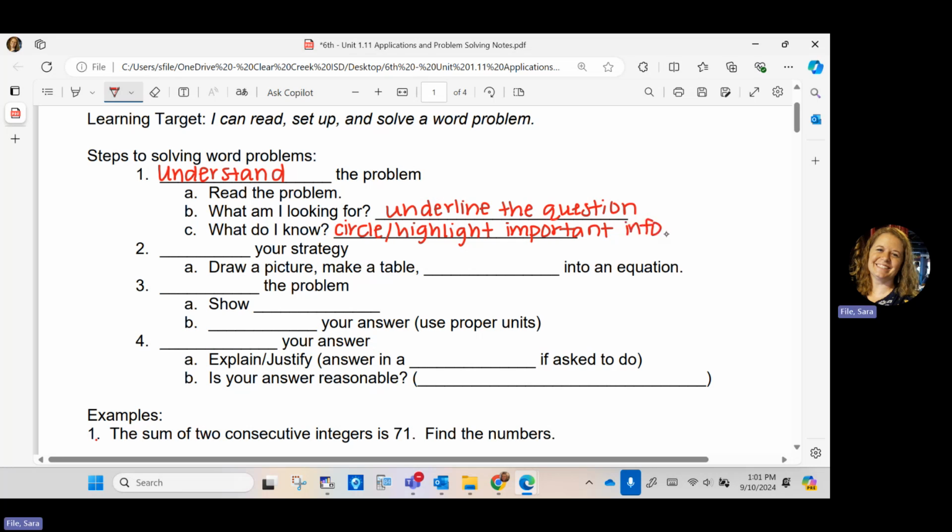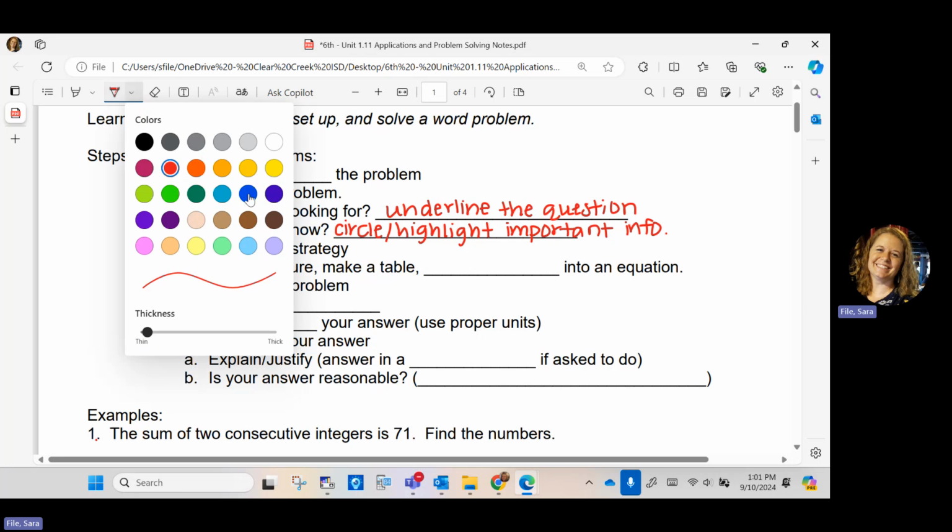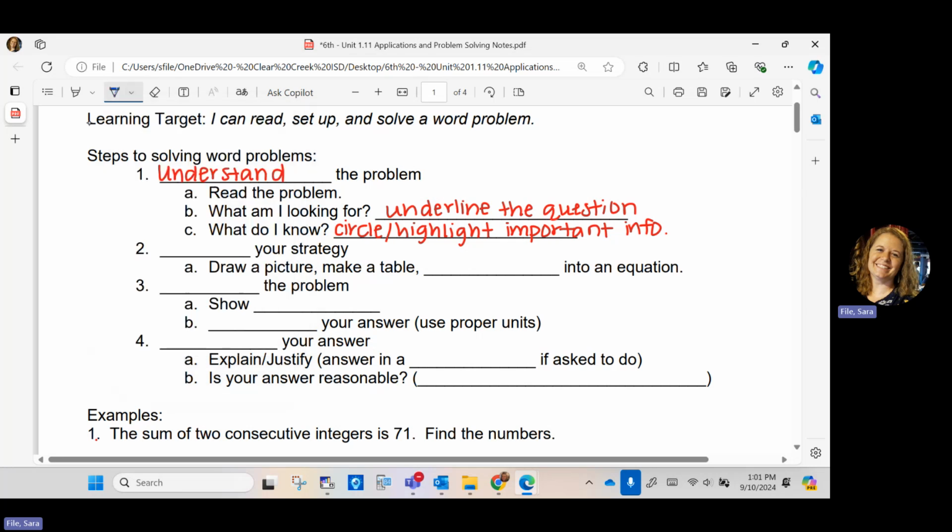Okay, so once we understand the problem, we know what they've told us and what they want us to find. Now it's time to plan a strategy. Okay, so in planning a strategy, sometimes we have to draw a picture. Sometimes that will be making a table. And a lot of times, the types of problems that we're going to focus on today are translating into equations. That's building off what we talked about yesterday, translating from the words into the math equations. Okay, so it's going to bring in what we were doing yesterday.